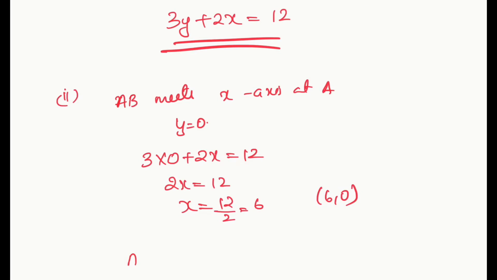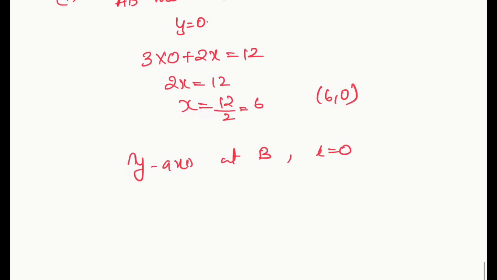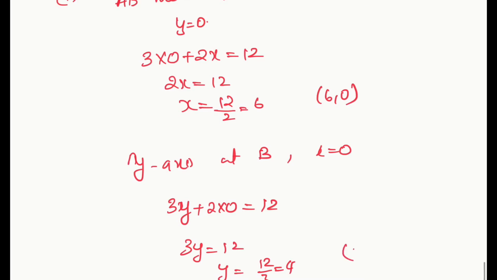Similarly, for the line meeting the y-axis at B, x is equal to 0 in this case. So what will that be? 3y plus 2 into 0 is equal to 12. So we will get 3y is equal to 12, y is equal to 12 by 3 equal to 4. So here the point will be (0, 4).